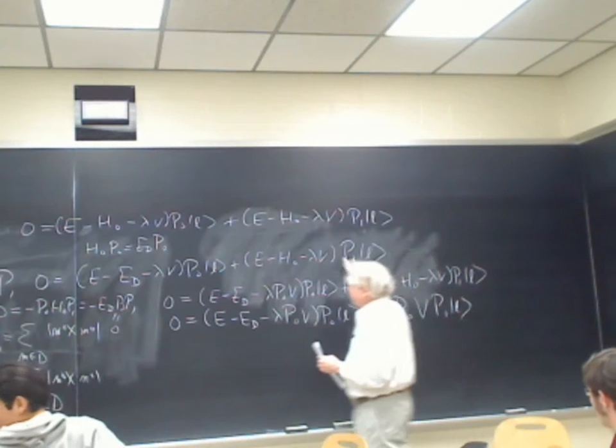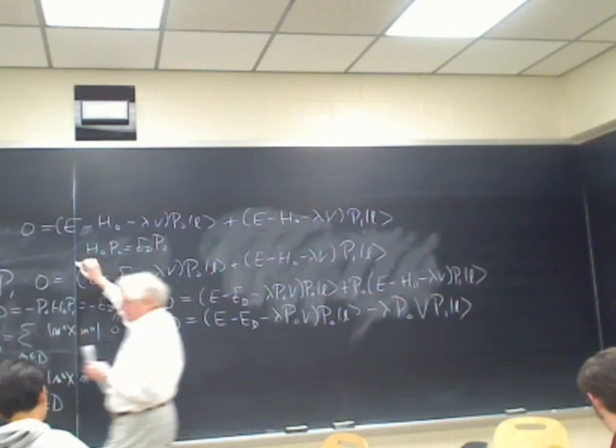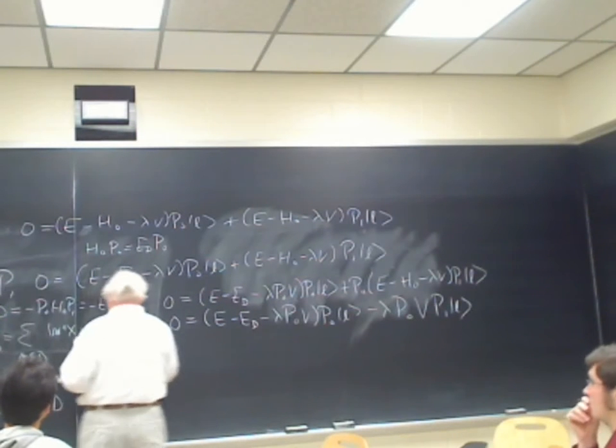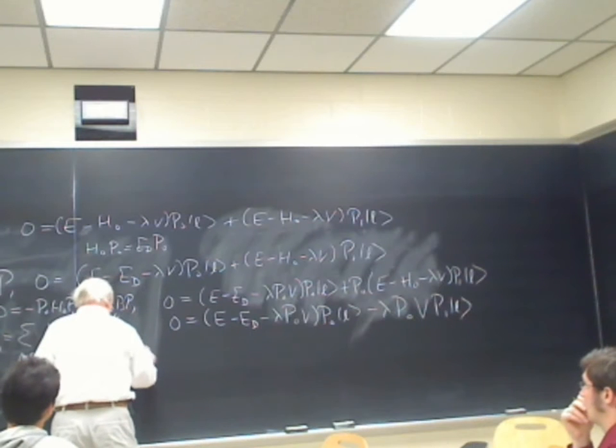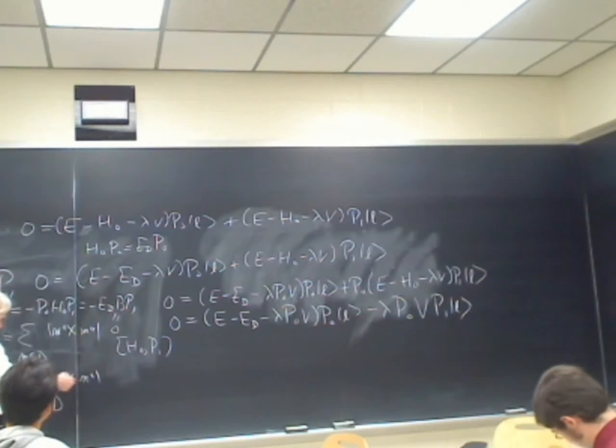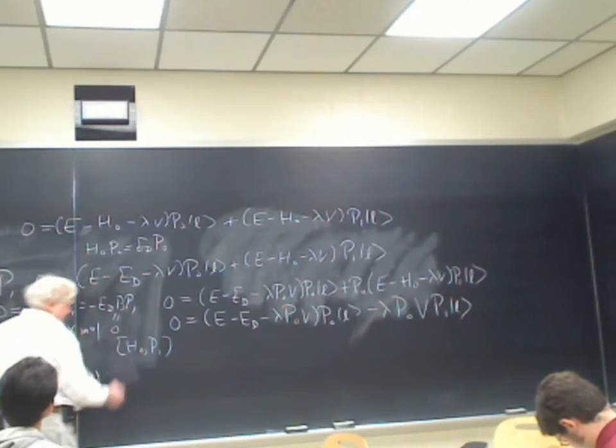Now, we're going to multiply this equation from the left by P1, and first, we're going to notice something, namely H0 commutes with P1 because P1 is just a sum over dyadics of eigenstates of H0.